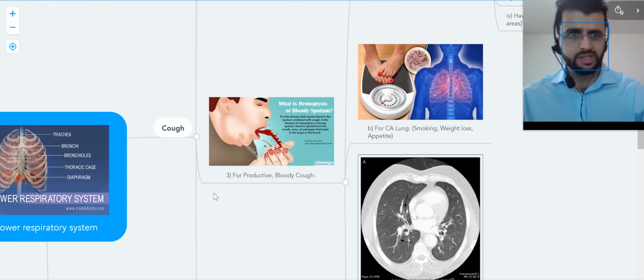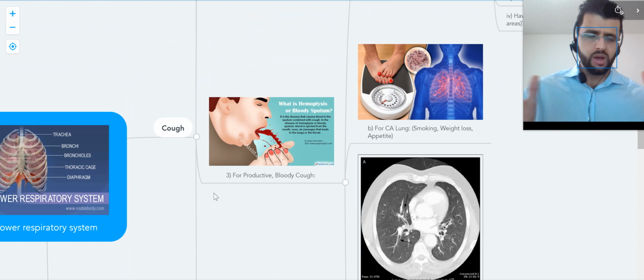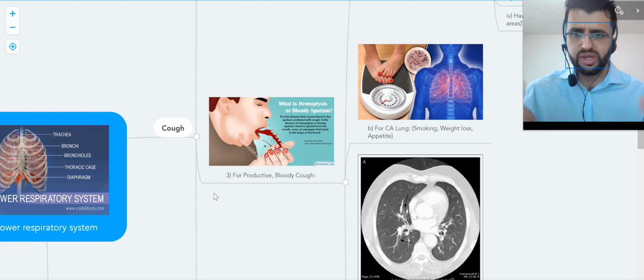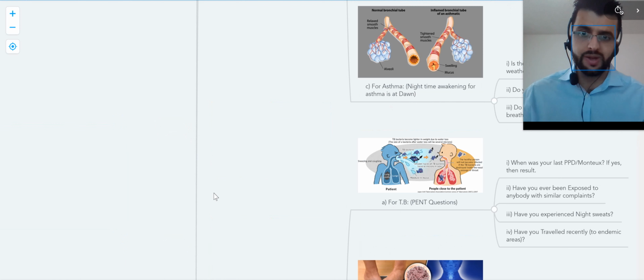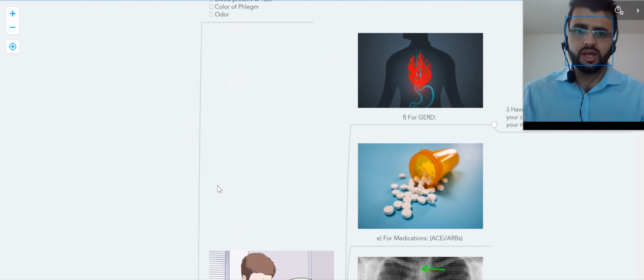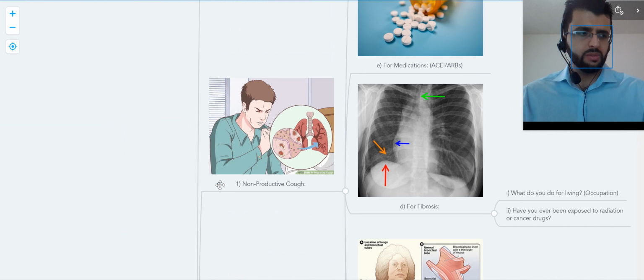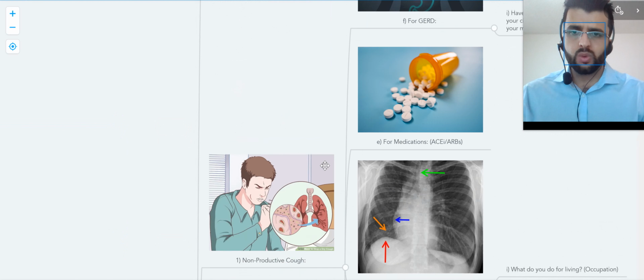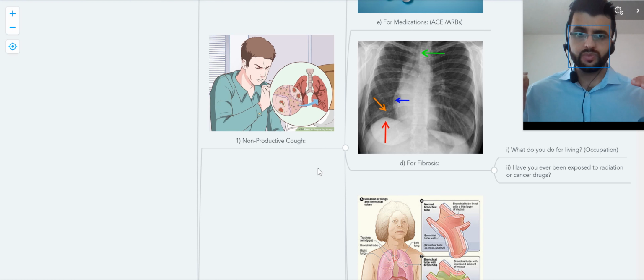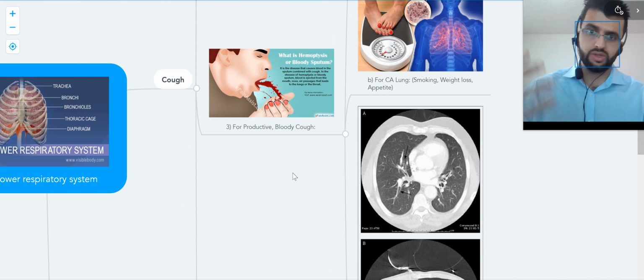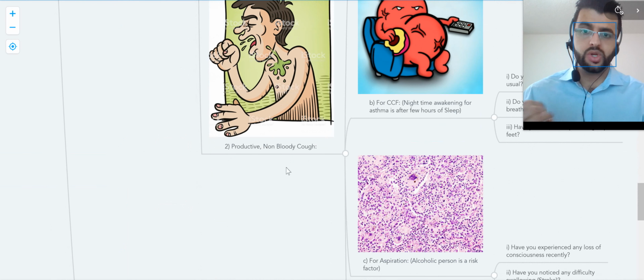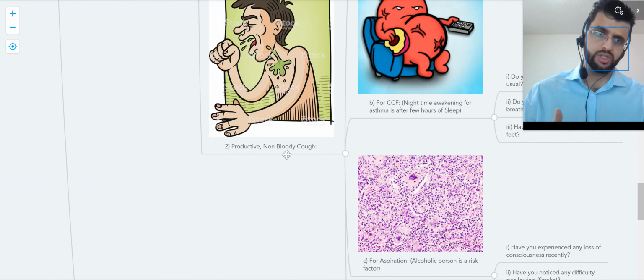Cough, we ask about when did it start and how long you've been having it, constant, intermittent, medical history, family history, social history. After that, we go to the differential diagnosis. We ask about something very important, which is, is it non-productive cough? Is it productive bloody cough? Because it has different differentials. Is it productive cough? Productive has different differentials, okay?